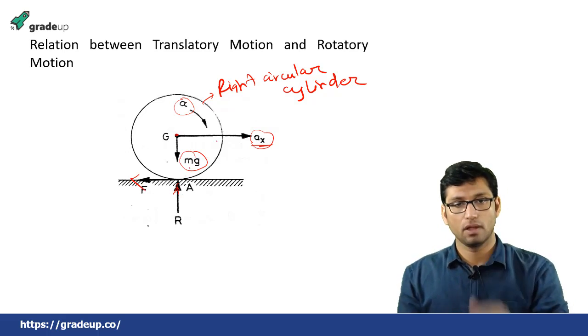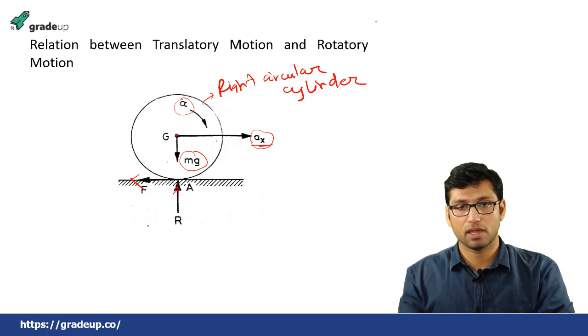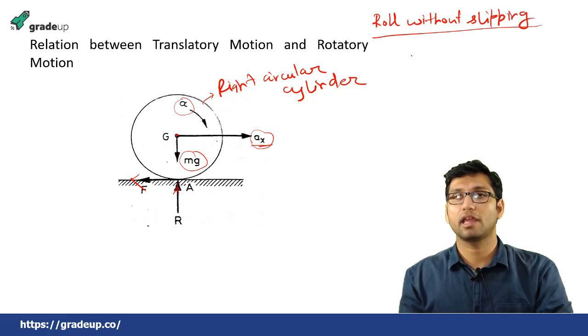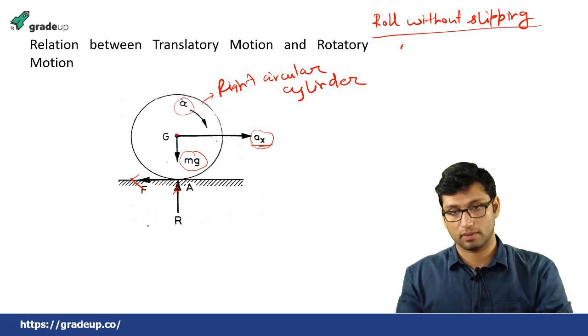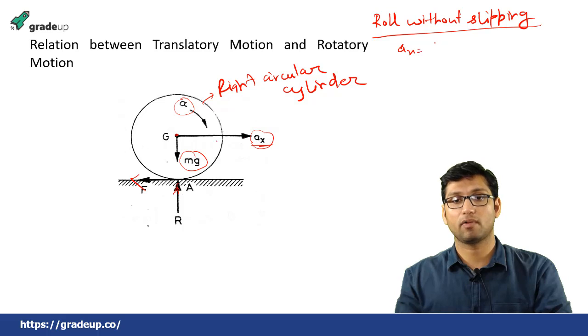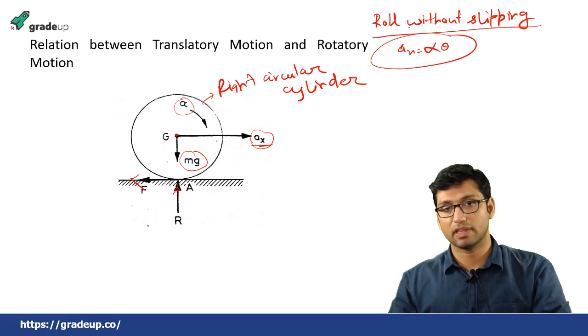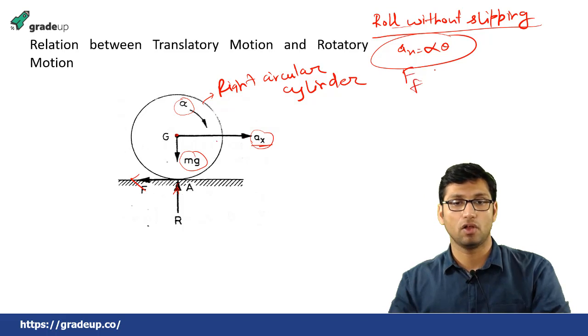Now there will be two cases. The first case is that the body will roll without slipping. When the body is rolling without slipping, the angular acceleration will be equal to alpha into theta. In this case, when the body is rolling without slipping, the force of friction will be less than mu into r.